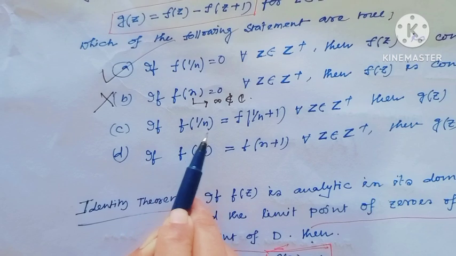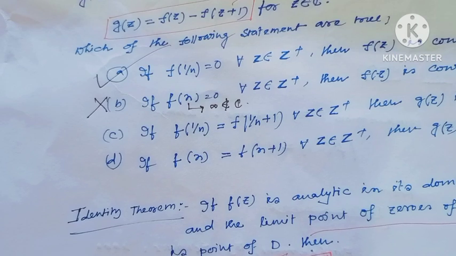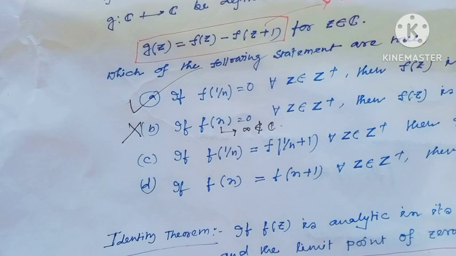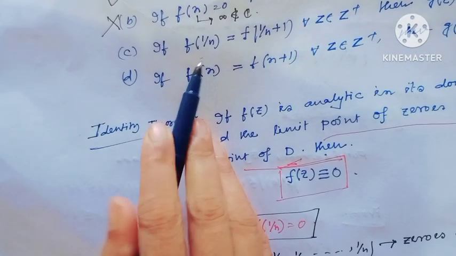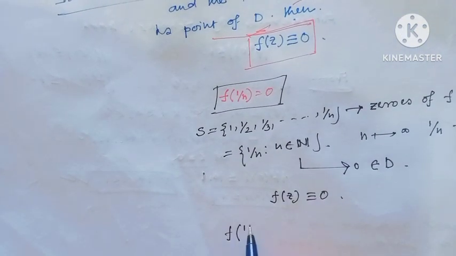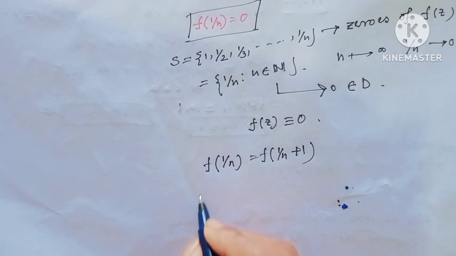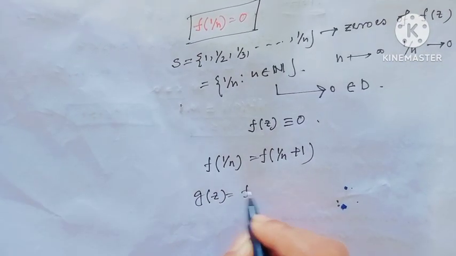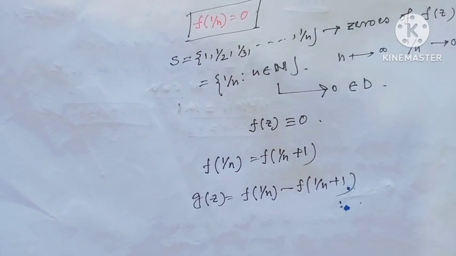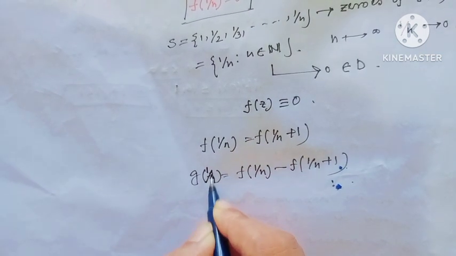And option C: f of 1 over n equals f of 1 over n plus 1, and this is true for all n. Notice here g(z) is defined as f(z) minus f(z plus 1). Since here f of 1 over n equals f of 1 over n plus 1, therefore g of 1 over n equals f of 1 over n minus f of 1 over n plus 1. That means this is actually g of 1 over n.